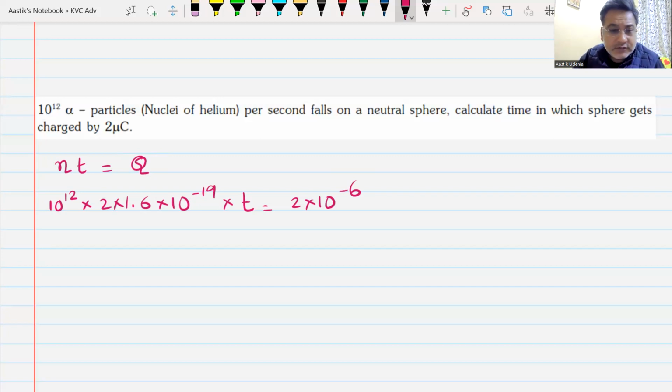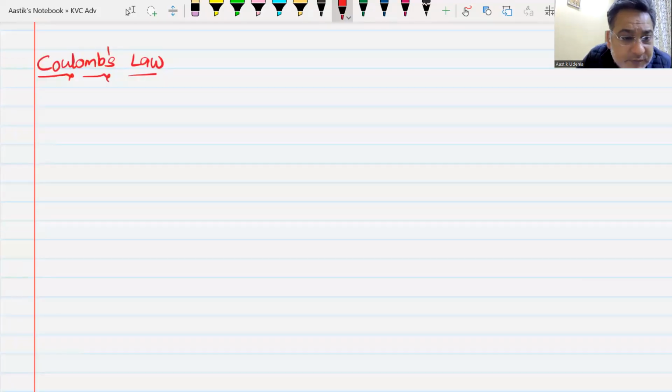Well, that's good. Let us now move on to the next heading of this chapter. And the next heading is the most important one, Coulomb's law. What do you mean by Coulomb's law? Yes, we must be knowing it. What do you understand by Coulomb's law?